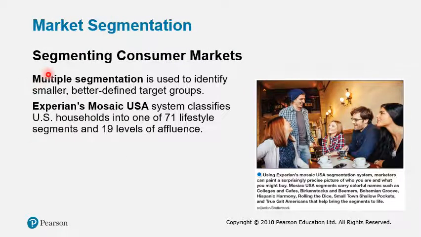Next, when you talk about segmenting consumer market using multiple segmentation, yeah, this is used to identify smaller, better defined target groups. All right, for example, this Experian Mosaic USA system classifies US households into one of 71 lifestyle segments and 19 levels of affluence. So this is when you actually make use of this multiple segmentation, which later on will be able to give you better defined target groups.